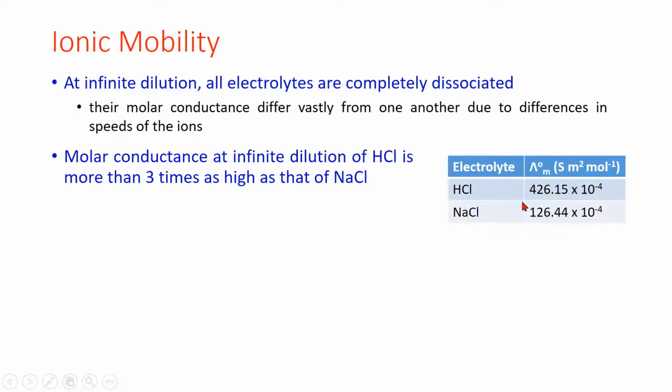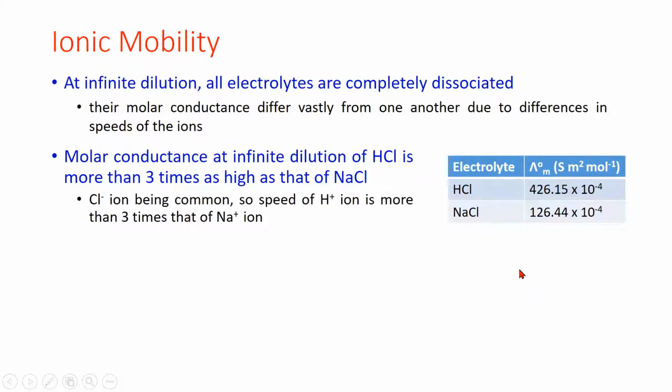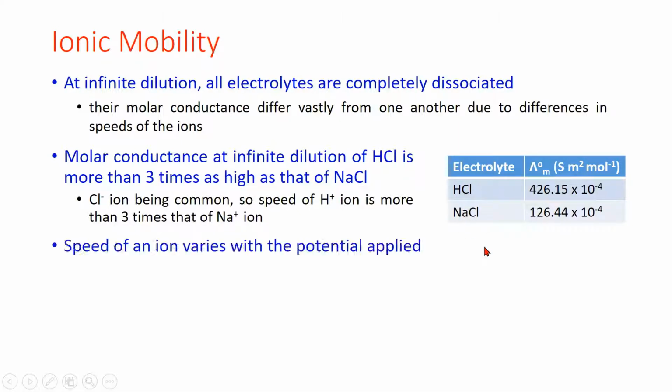It can be seen that molar conductance at infinite dilution of HCl is more than 3 times as high as that of sodium chloride. Chloride ion is common, so speed of H ions is more than 3 times that of sodium ions. Speed of an ion varies with the potential applied.